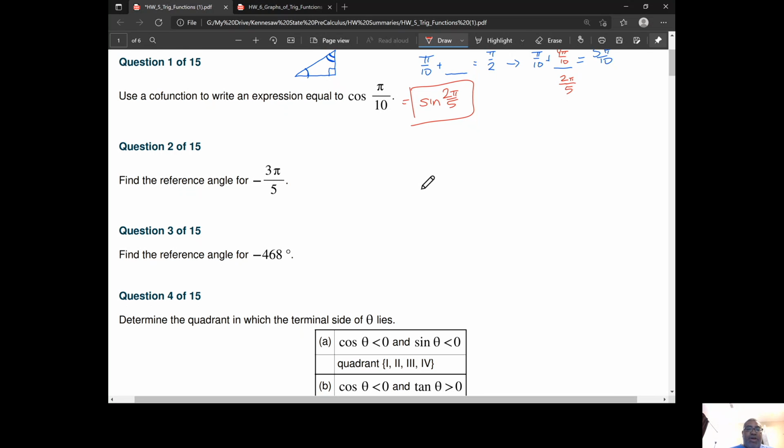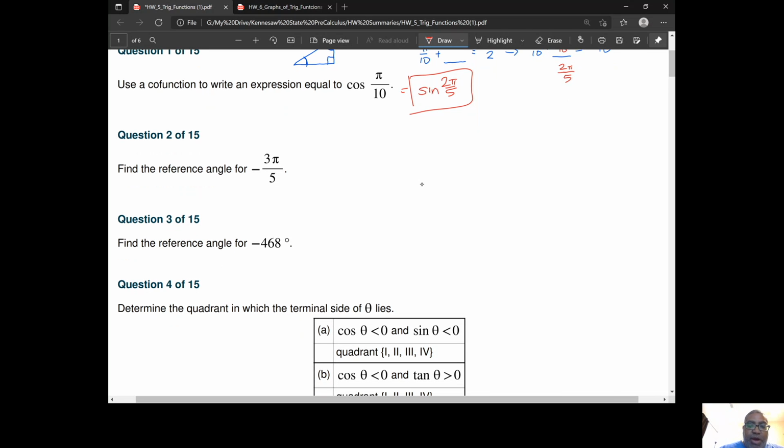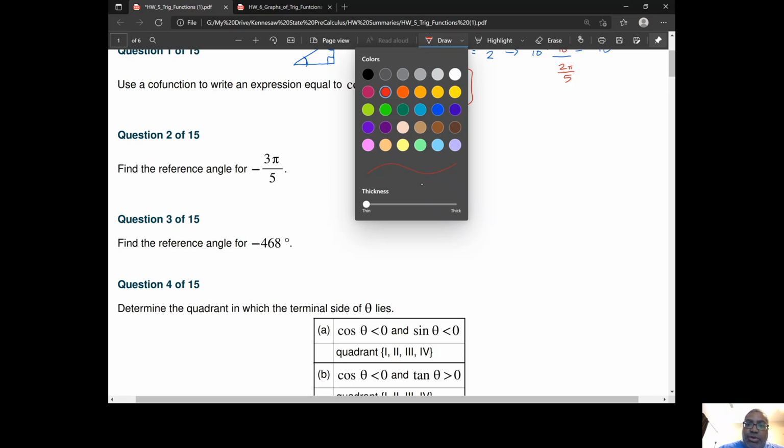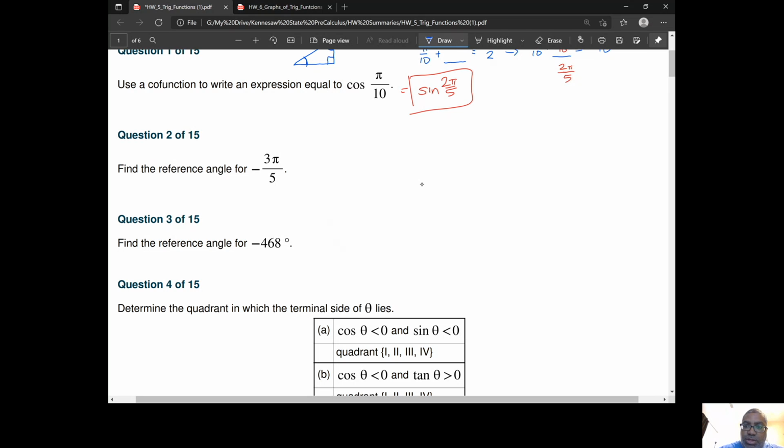Let's go. Find the reference angle for negative 3 pi over 5. You'll end up drawing this a whole lot if we do this class right. If we draw a unit circle here, we need to figure out what 3 pi over 5 is. Negative 3 pi over 5 is equal to negative 6 pi over 10. I did that to show that this is greater than pi over 2, or negative pi over 2. In other words, negative 3 pi over 5 is going to be like over here somewhere.